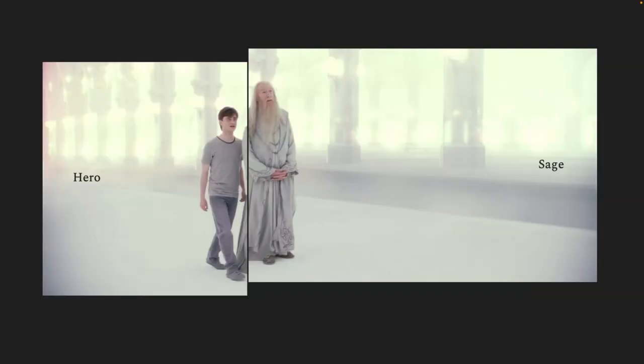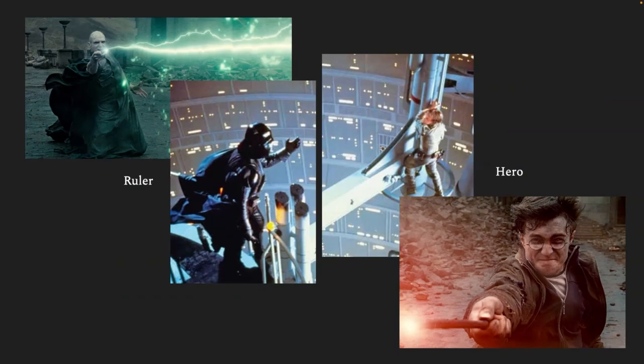So again, this storyline is always in our brain, okay? And against the hero is the ruler, the villain, right? So with Harry Potter, you have Voldemort, who wants to rule the dark magic world, right? For Star Wars, you have Darth Vader, who also rules the dark side, right? So these stories are consistent.